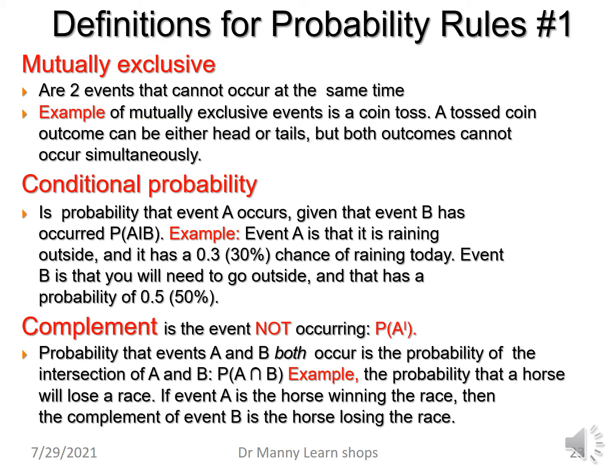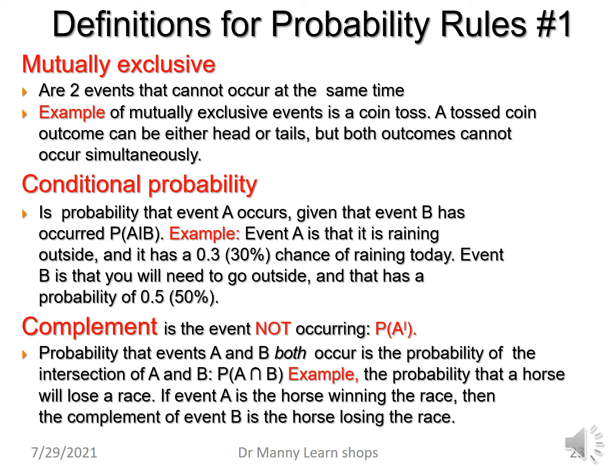So, definition for probability, there are rules. You can have mutually exclusive, conditional probability, and complement. Mutually exclusive basically means there are 2 events that can't occur at the same time. For example, a mutually exclusive event is a coin toss. A coin toss outcome can either be heads or tails, but both outcomes are not possible. They can't occur simultaneously. Conditional is the probability that an event A occurs given that event B has already occurred.